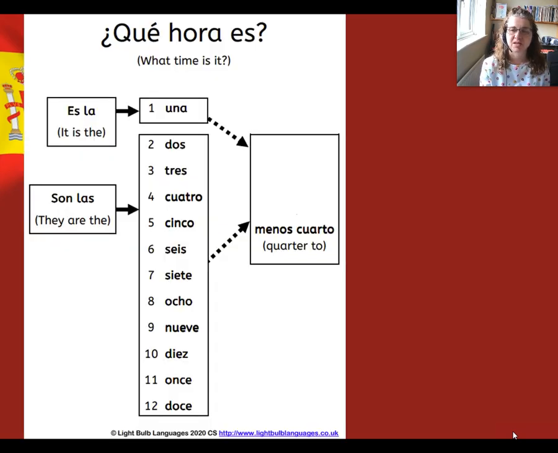So here's our sentence builder again. We always start off with es la una or son las and the other numbers. And then if it's quarter to that hour, we're going to add on the end menos cuarto for quarter to or minus a quarter. So how would you say it's quarter to 10?